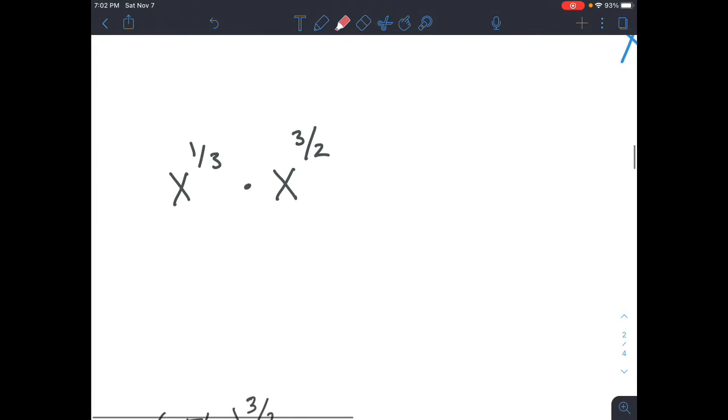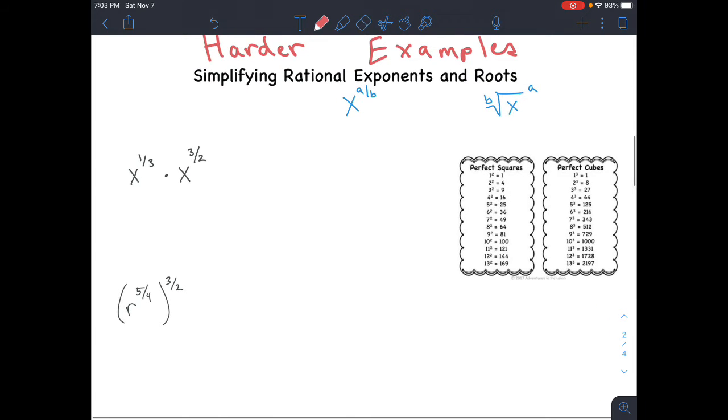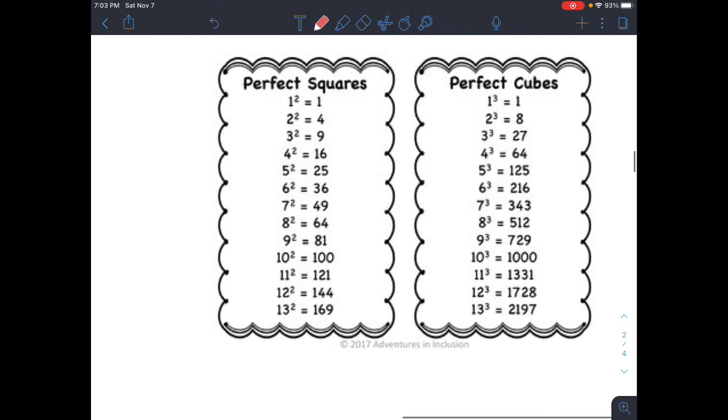The numerator is the exponent outside of that. So sometimes you're going to get problems that only have variables in them. And whether these are variables or numbers, you're still going to be applying exponent rules and simplification processes to them. If they're variables, you can only take it so far. But if they're numbers, you can probably take it further. In that sense, you might want to have a cheat sheet of perfect squares and perfect cubes nearby to help you with that.